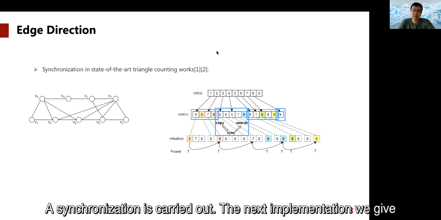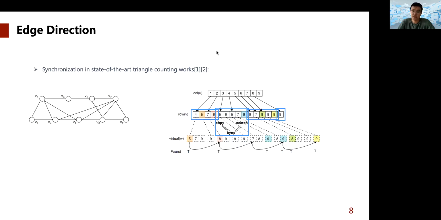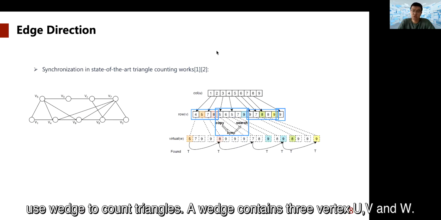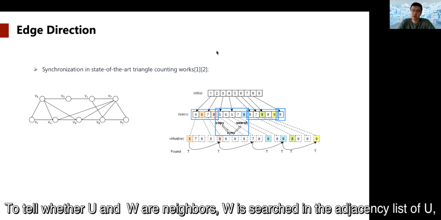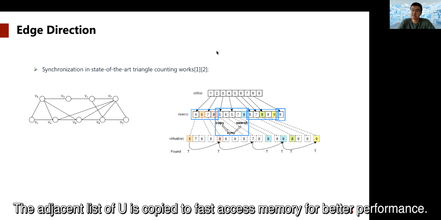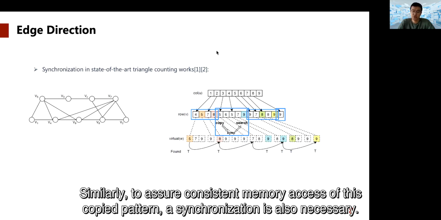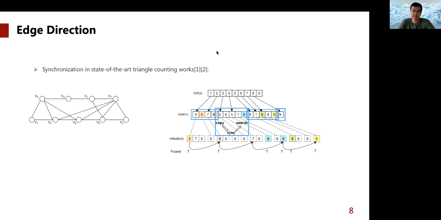The next implementation we use wedge to count triangles. A wedge contains three vertices U, V, and W. To tell whether U and W are neighbors, W is searched in the adjacent list of U. The adjacent list of U is copied to fast access memory for better performance. Similarly, to assure a consistent memory access of this copied pattern, a synchronization is also necessary.